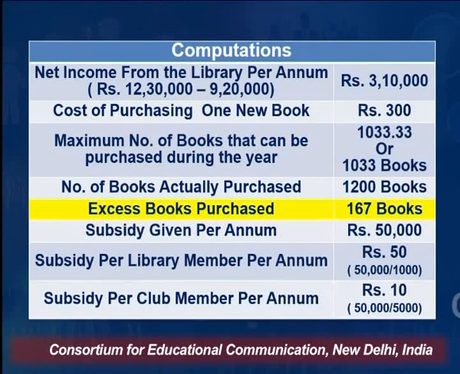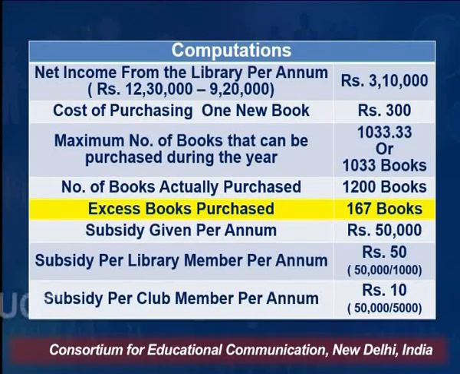And the question is asking what should be the maximum number of books which can be purchased during the year. This was a very important part of the question: what should be the maximum number of books this library can purchase if they are working on a self-sustaining model. There is no further support. So 3,10,000 is the net surplus, or you call it net income. It has to be divided by cost of purchasing one new book, and that will give us the total number.